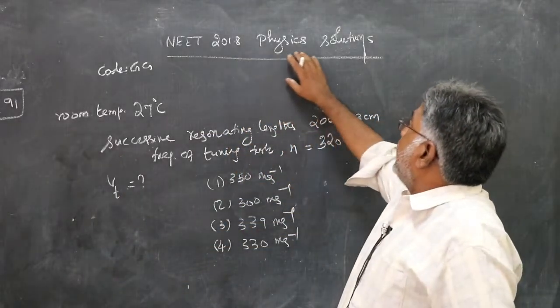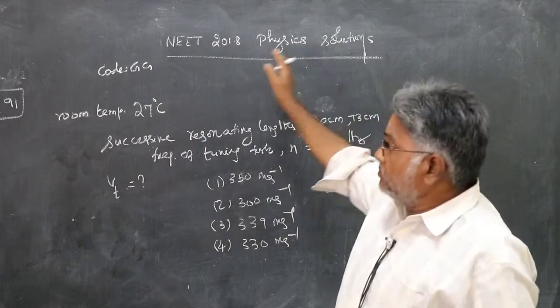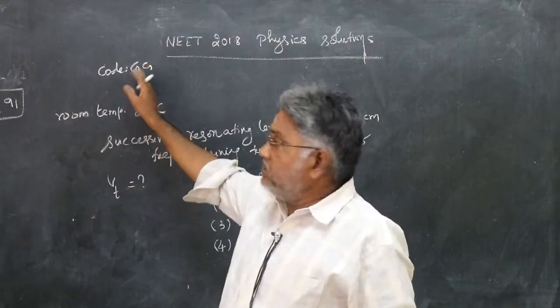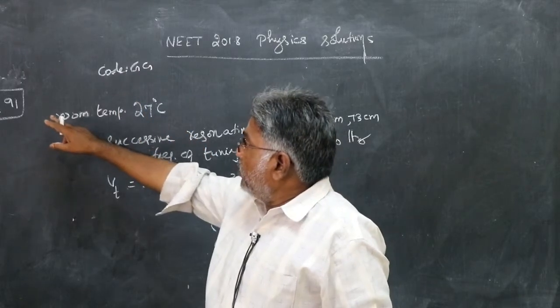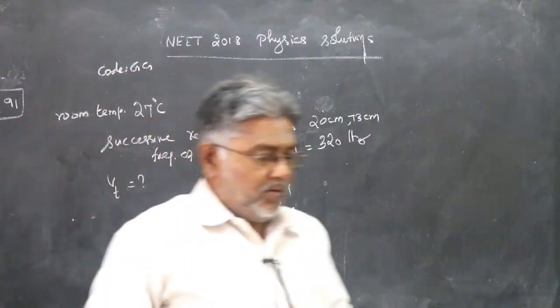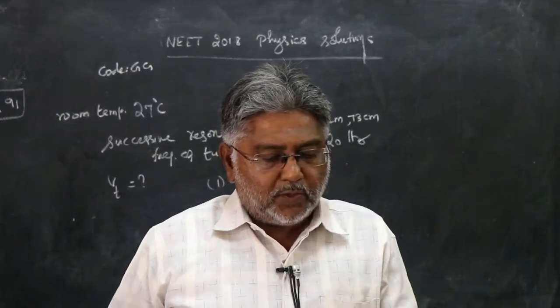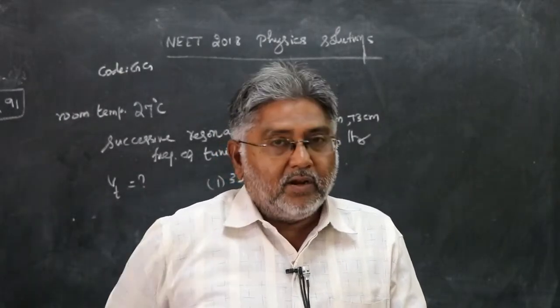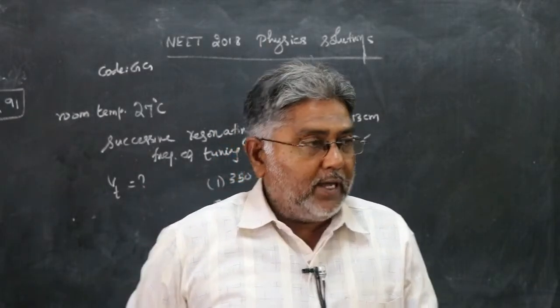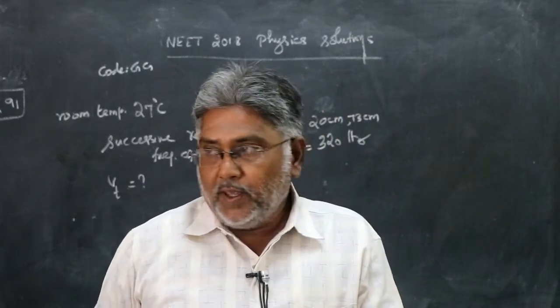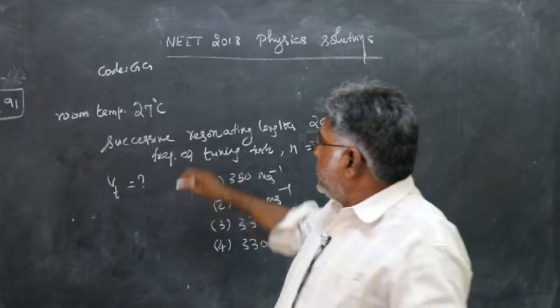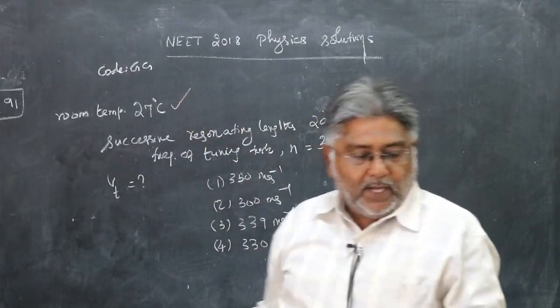NEET 2018 Physics Solutions, recently held. Code GG. Question number 91. A tuning fork is used to produce resonance in a glass tube. The length of the air column in this tube can be adjusted by a variable piston at room temperature 27 degrees C. Note that data.